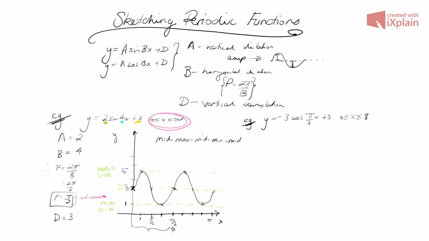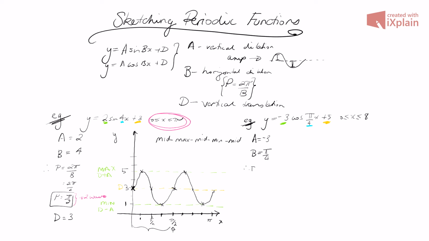Okay, so let's write down all our important key factors again. Amplitude, horizontal dilation factor, vertical translation factor. So A equals negative 3. Just like any function, the negative is telling me that my function is going to be flipped over. It doesn't change the size. The amplitude is still 3. 3 up, 3 down. B is pi on 4. The number next to x is always my b value.